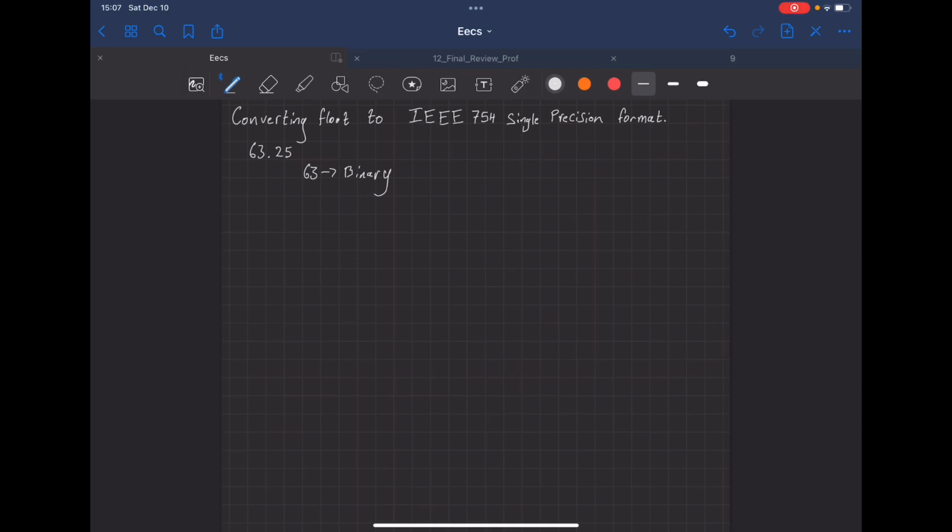How I like to convert to binary might be different from you, so you can convert this however you want to, but this is how I convert to binary. I start with 2 to the power of 0, which is 1, 2 to the power of 1 is 2, 2 to the power of 2 is 4, 2 to the power of 3 is 8, 2 to the power of 4 is 16, 2 to the power of 5 is 32, 2 to the power of 6 is 64.